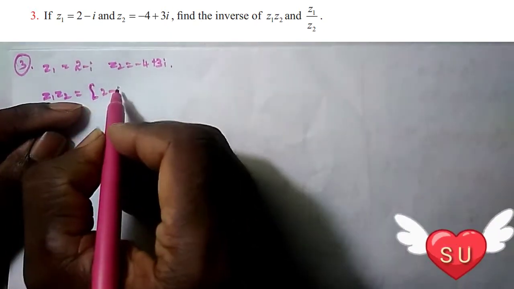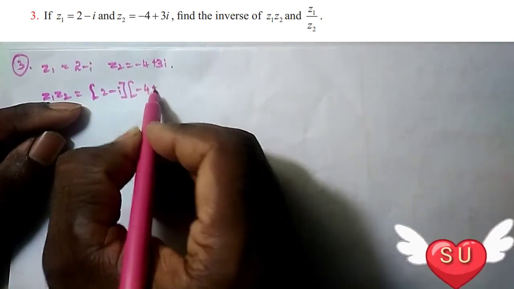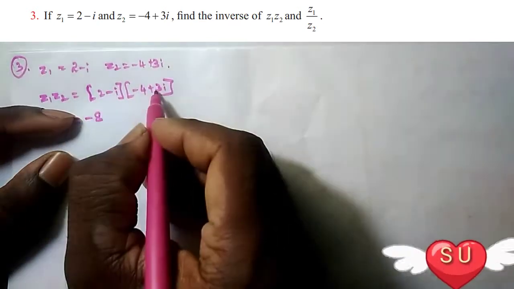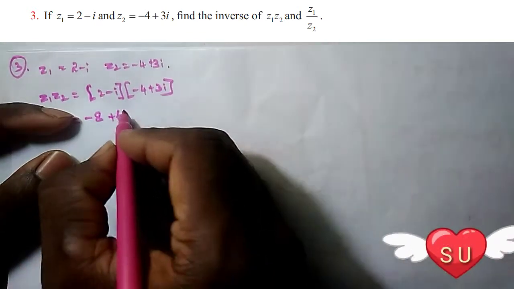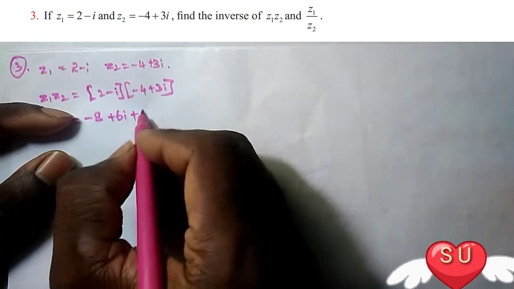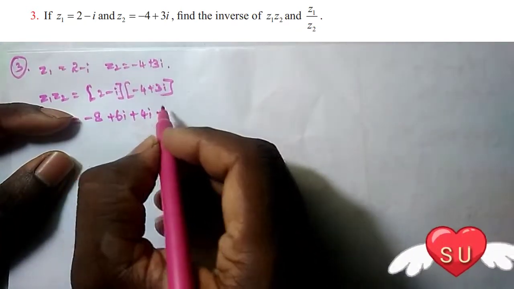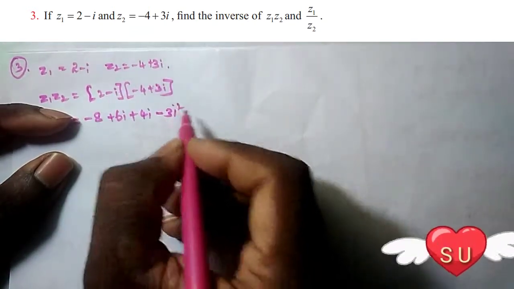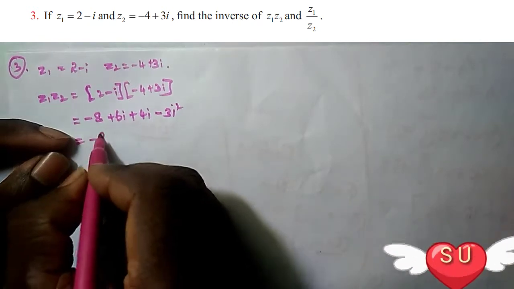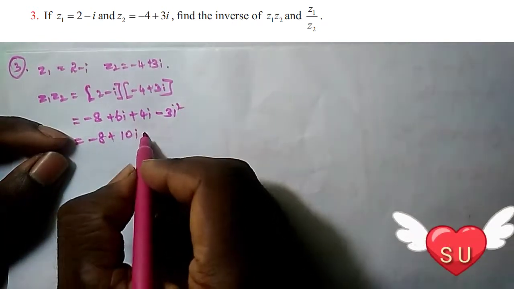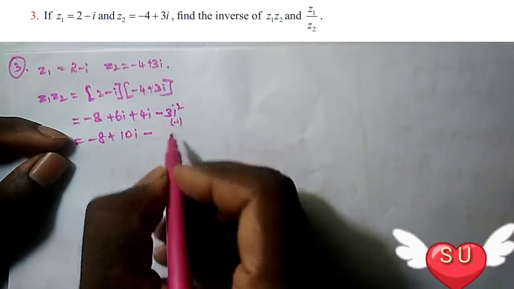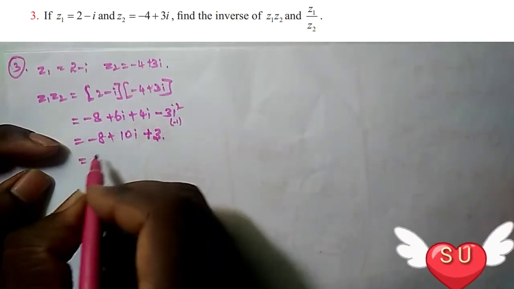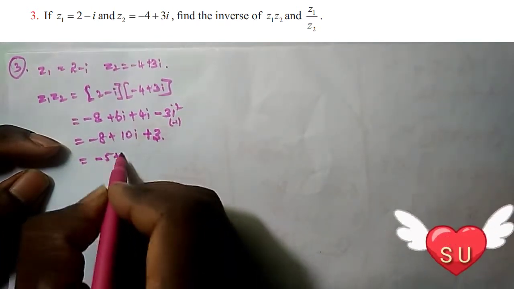We have (2 minus i) into (minus 4 plus 3i). Multiplying, we get 2 times minus 4 is minus 8, 2 times 3i is plus 6i, minus i times minus 4 is plus 4i, and minus i times 3i is minus 3i square. The value of i square is minus 1. So minus 8 plus 10i plus 3, which gives minus 5 plus 10i.